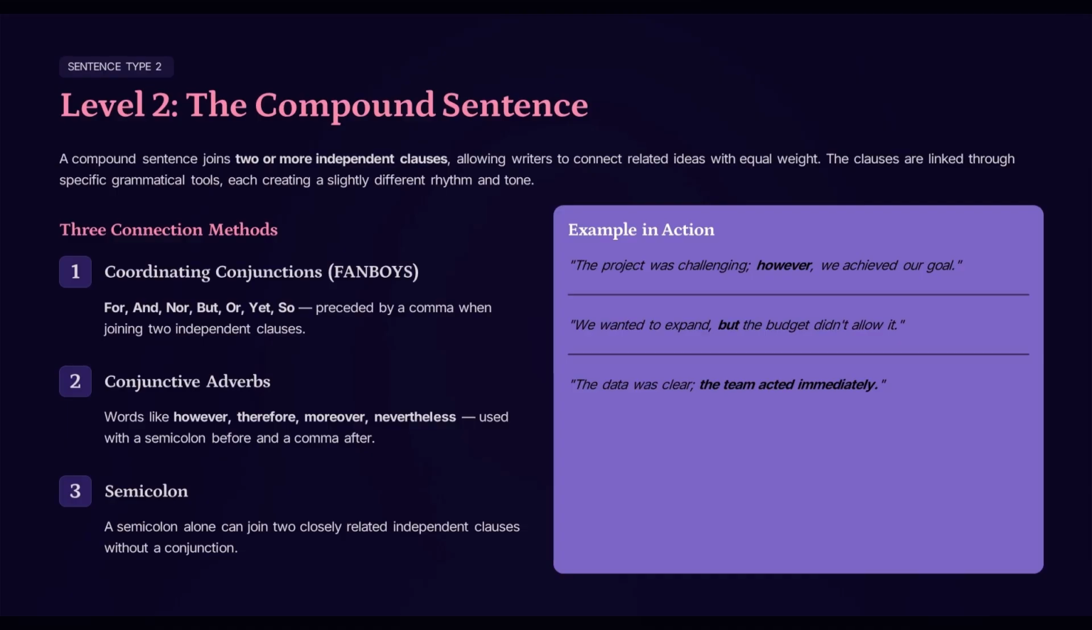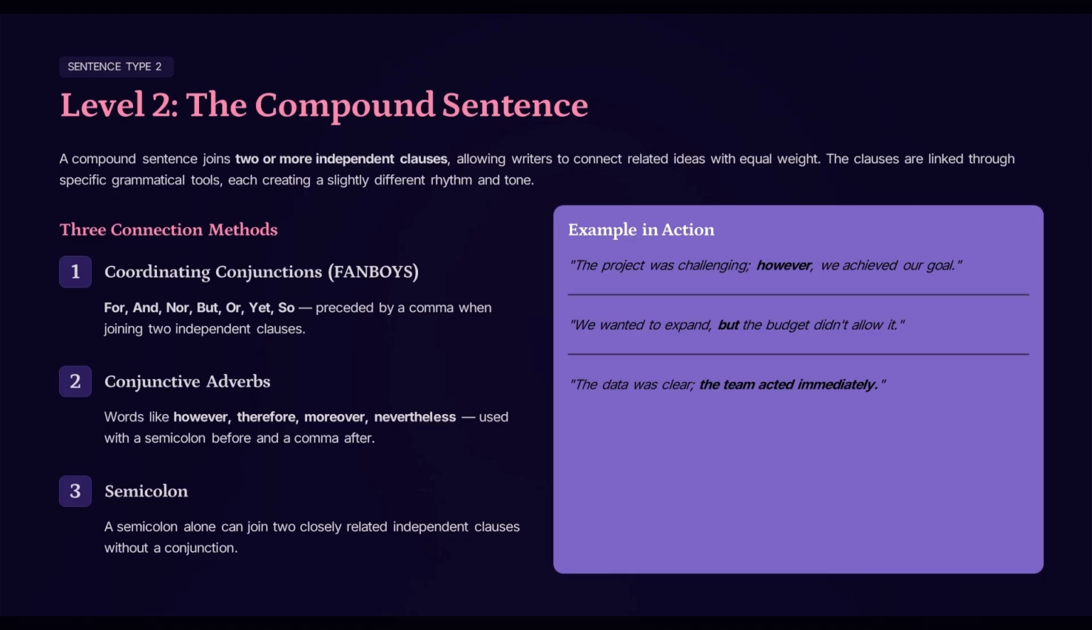Level 2: the compound sentence. A compound sentence joins two or more independent clauses, allowing writers to connect related ideas with equal weight. The clauses are linked through specific grammatical tools, each creating a slightly different rhythm and tone. Three connection methods: coordinating conjunctions, conjunctive adverbs, and the semicolon.